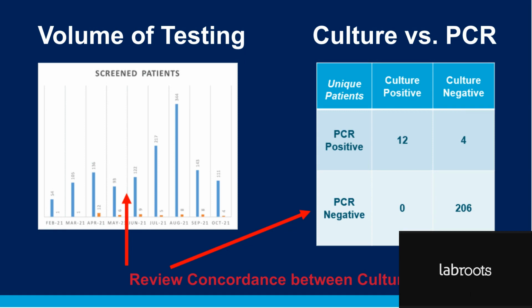So the volume of testing has increased over time, and this is showing real data from when we went live to pretty much last month. At one point, we decided we wanted to really look at the concordance between the PCR and the culture, because we were doing a lot of work and a lot of screening, and we wanted to see how much value the culture was really adding to this. So we compared them and saw that we actually had 4 patients who were positive by PCR but negative by culture. And in a way, this was sort of expected.